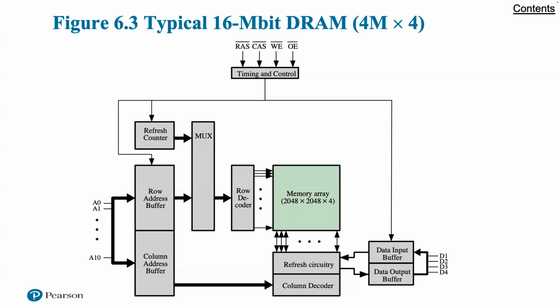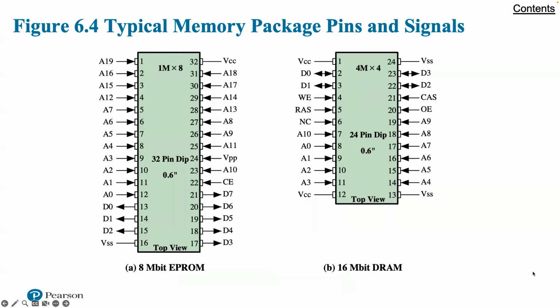The refresh counter steps through all of the row values. The output lines from the refresh counter are supplied to the row decoder, and the RAS line is activated. The data are read out and written back into the same location. This causes each cell in the row to be refreshed. So you're basically recharging the capacitors associated with each cell.